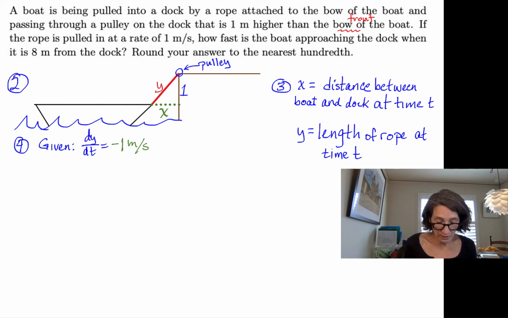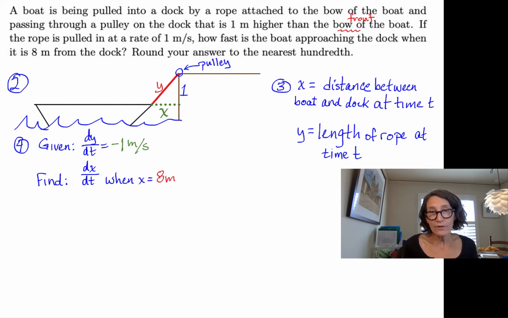All right, what rate are we asked to find? We're asked to find the rate at which the boat is approaching the dock. So that's the distance x, the rate at which x is changing. So that means we're finding dx/dt at a specific point in time when x is exactly 8 meters.